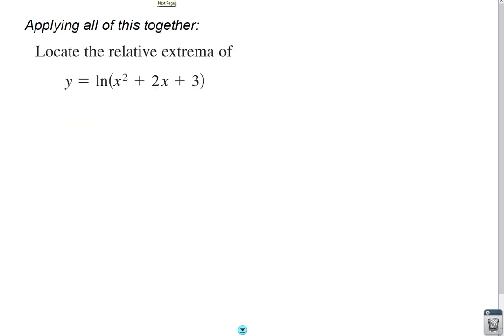Okay, so then let's bring everything together that we've done today so far. So I want to find the relative extrema of y equals the natural log of x squared plus 2x plus 3. Okay, well, when we want to find relative extrema, remember we need to look for our critical numbers, and we find critical numbers using our derivative. So let's start with that. Let's find critical numbers.